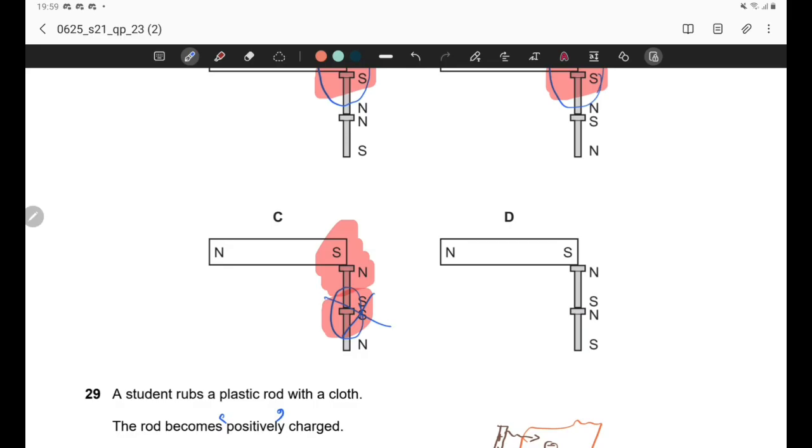Let us look at option D. In option D, the south pole of the bar magnet attracts the north pole of the first bolt. That is possible, as they are opposite poles, they will definitely attract. And for the force between the bolts, the south pole of the first bolt attracts the north pole of the second bolt. This is also possible, as they are opposite poles. Therefore the correct answer is option D.